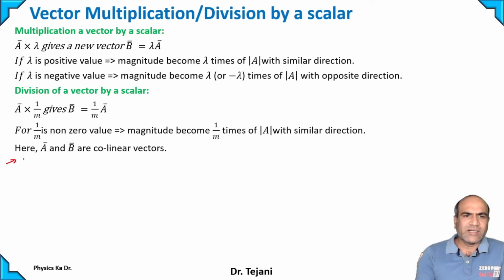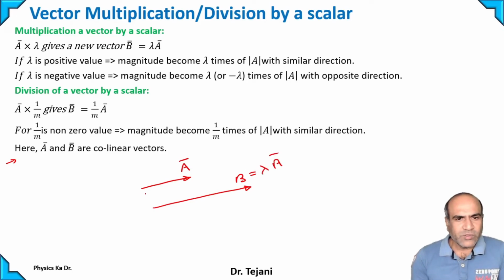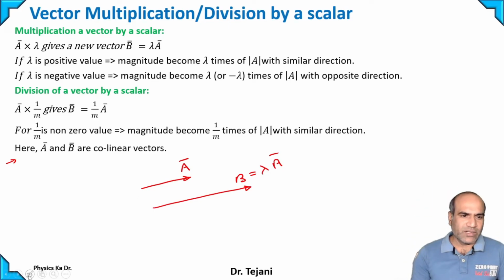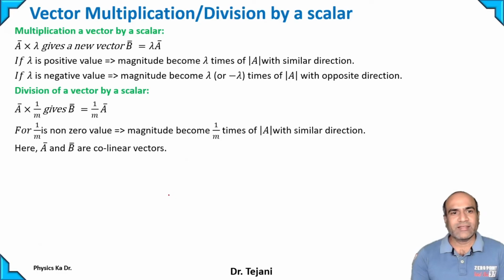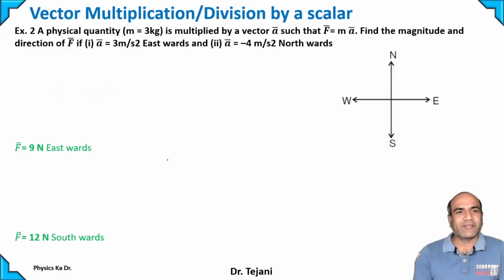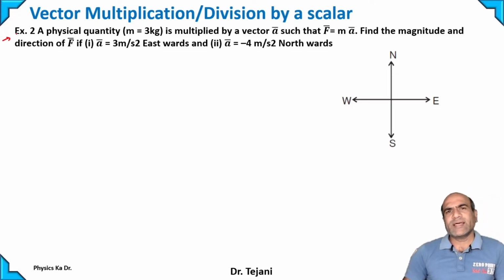And here the resultant, if it was initially a bar vector and multiplied by some lambda, b becomes lambda a bar. So in this case, both become collinear. Right? These small things you need to remember. This kind of question may be there in the exam. And by deeper understanding, you can solve it. Let us solve an example.